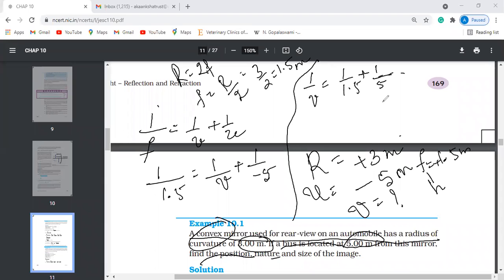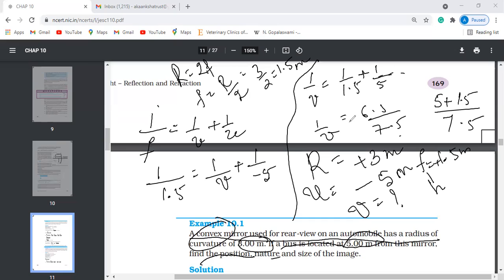Okay, now solve this. How can you solve? You can just multiply like this. 5 plus 1.5 divided by 5 into 1.5. How much is 5 into 1.5? It is 7.5, sorry, not 12.5. So the denominator will be 7.5. So what is the answer? 6.5 divided by 7.5.